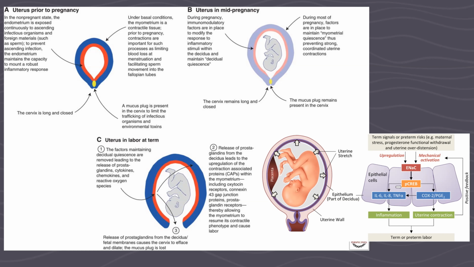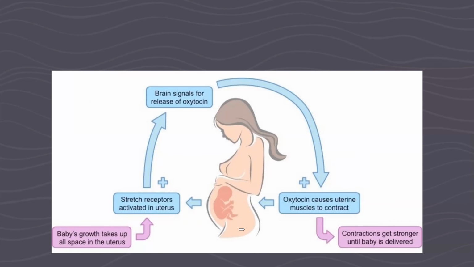And then, you know, inflammation and uterine contraction can result in labor, whether it's term or preterm. The other thing that we had not talked about is this uterine stretch reflex, because we talked about when the head is squeezed down by the cervix and how that increases the oxytocin. But that also happens as the baby gets bigger.